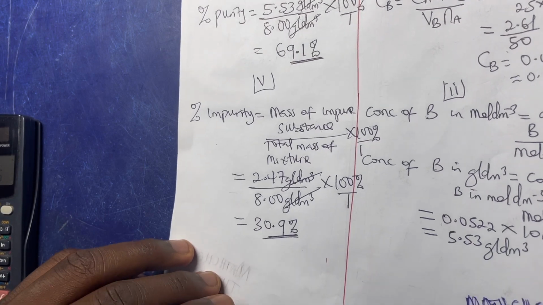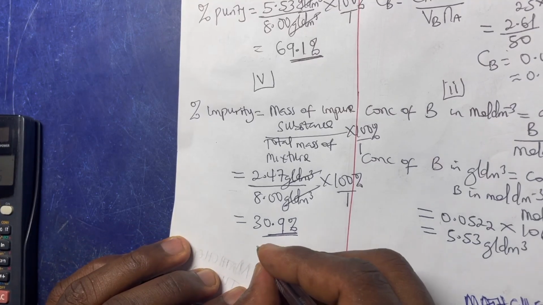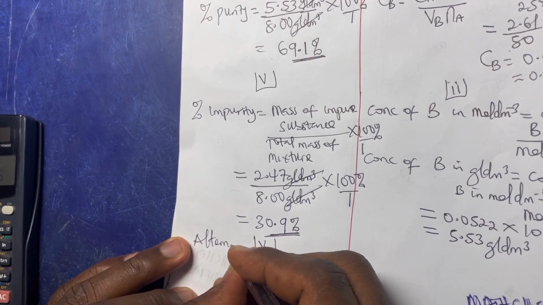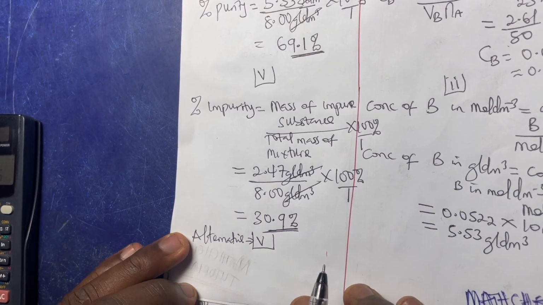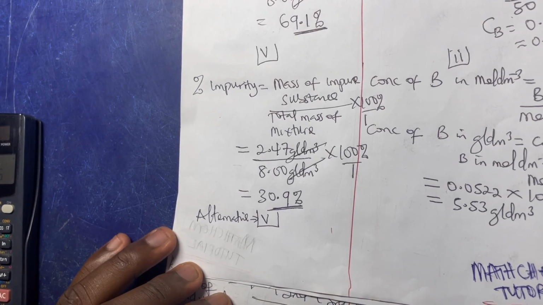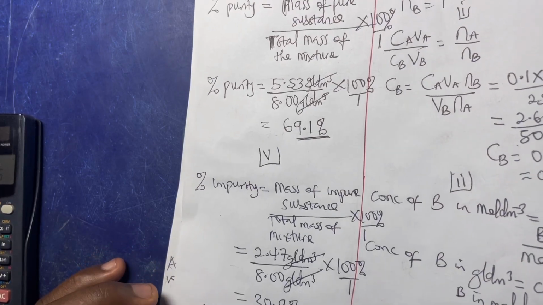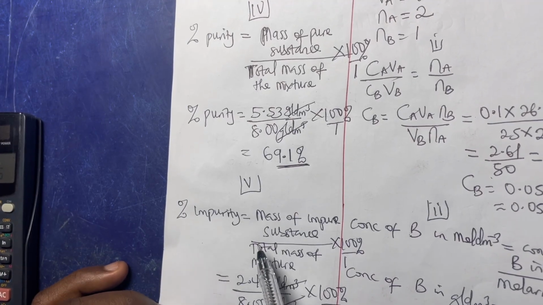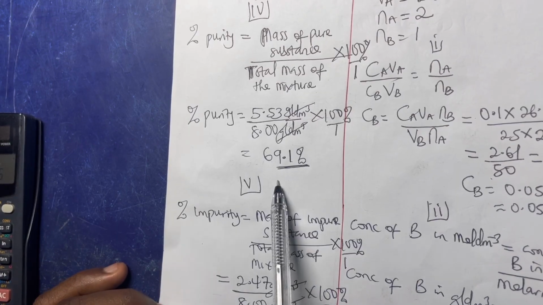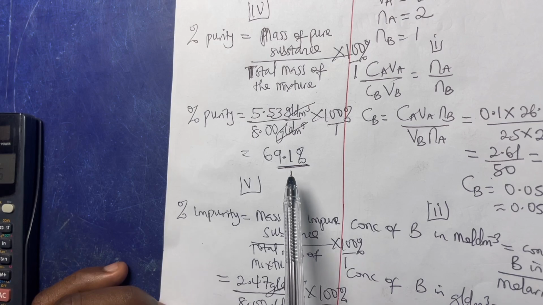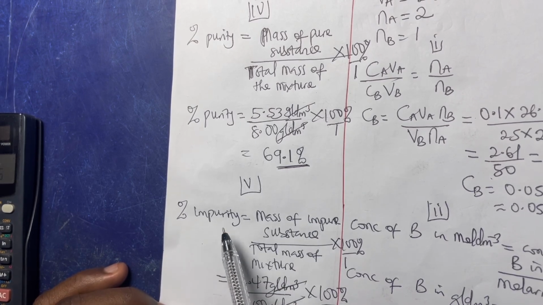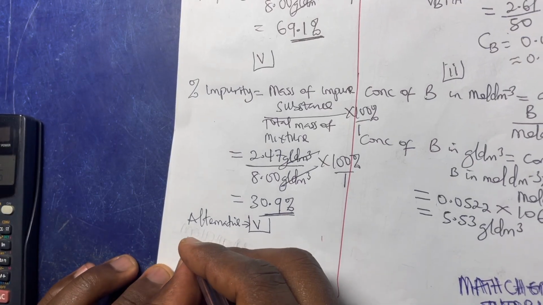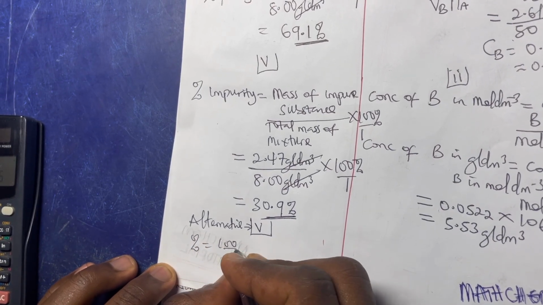Another alternative you can use to do question V is another method. Since you have the total as 8, you already know your pure should be 69.1%. And you know that percentage means 100. You have the pure as 69.1, so what will you do? You will just subtract 69.1 from 100. Then the remaining one will be your impure. You understand?